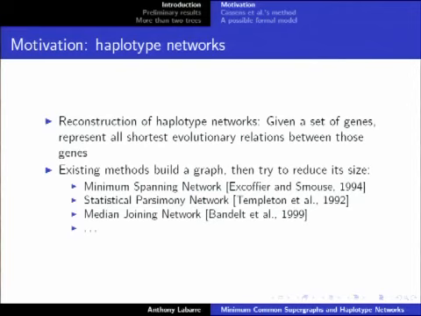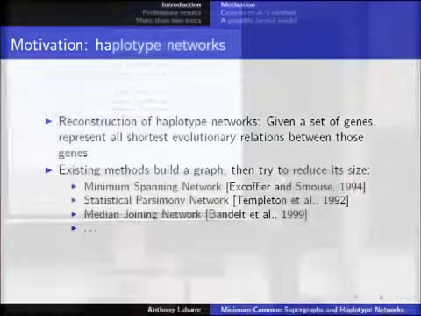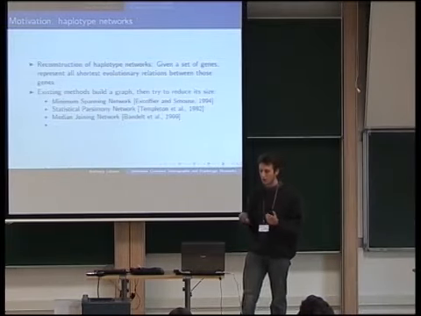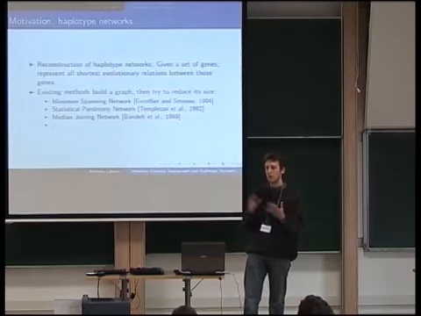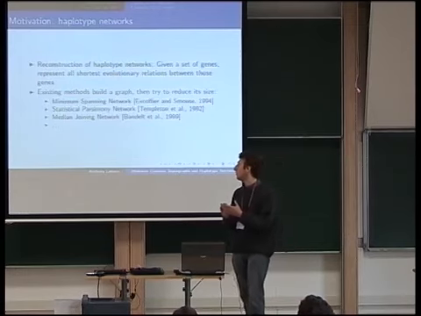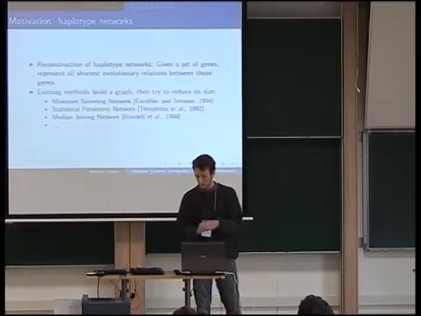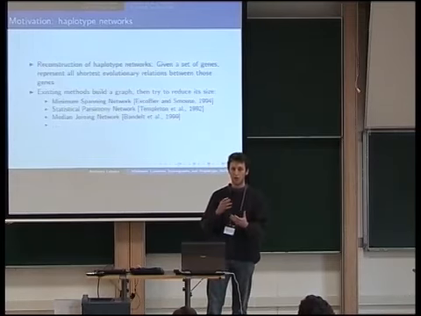There's already a number of existing methods for building haplotype networks, and I've listed a few of them here in no particular order. But they all rely on the same principle, that is, build a graph, then try to use some methods and local heuristics to reduce the complexity and size of the graph. So it's basically building the graph directly from the sequences.